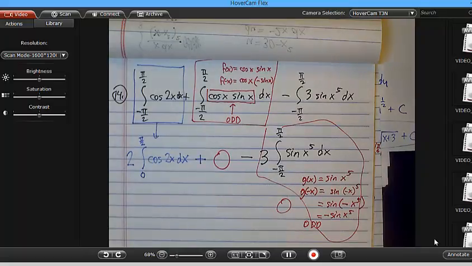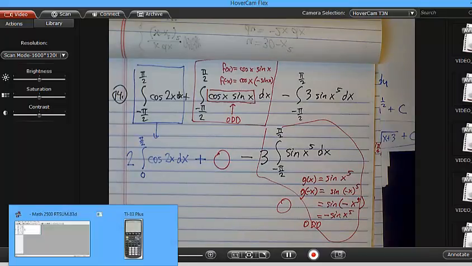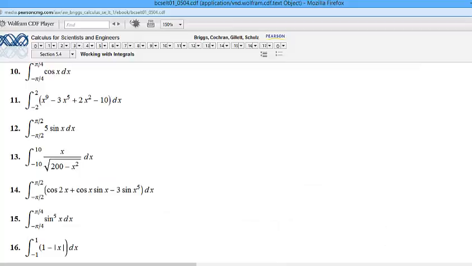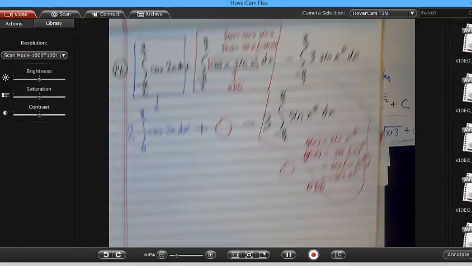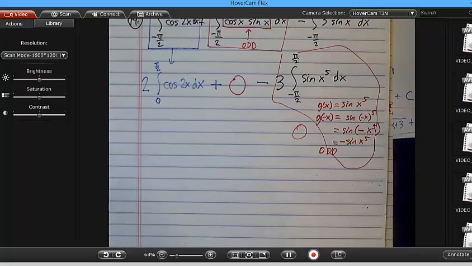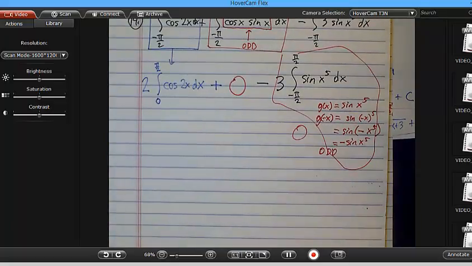So talk about a time saver once you recognize this stuff quickly. You have this huge integral to do in problem 14. You go back and look at it, and at first glance, it looks like it's going to take a long time. But it turns out the only part you really have to integrate is the very first part, cosine of 2x. And it's twice the value that you would get if you just went from 0 to pi over 2. Actually, I should show you that.